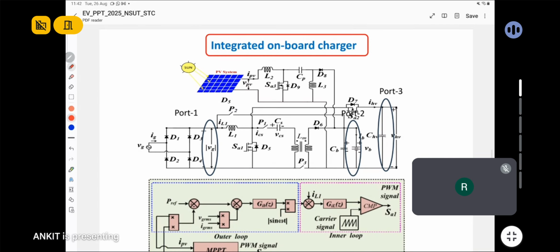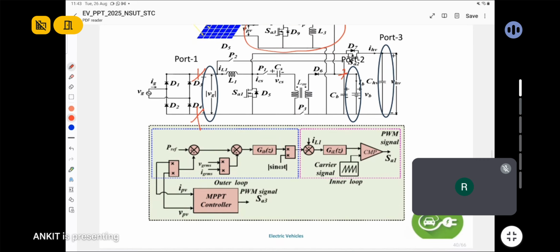So again, this is another integrated type multi-port converter, where solar PV is connected through the converter. In previous work, it is connected here at the output of the rectifier. So either solar PV can provide power to the battery, or the grid can provide power, but both cannot provide power simultaneously. So in this work, solar PV is connected to a different converter. Both are supplying power to the load or battery simultaneously.